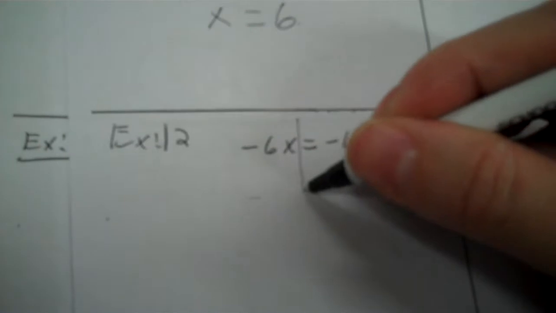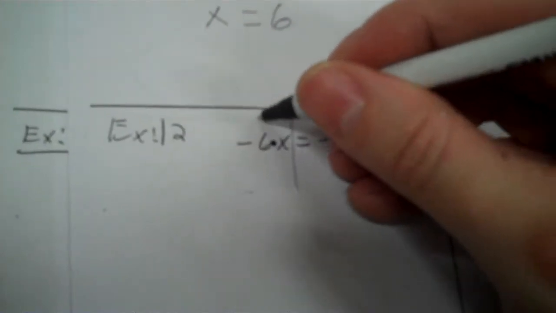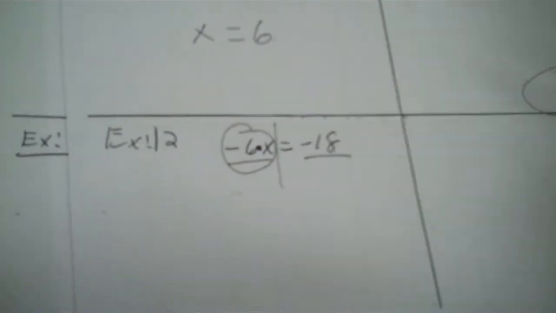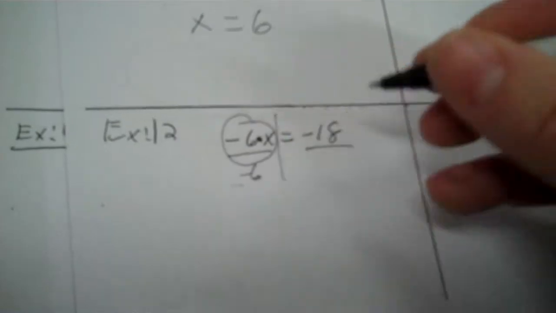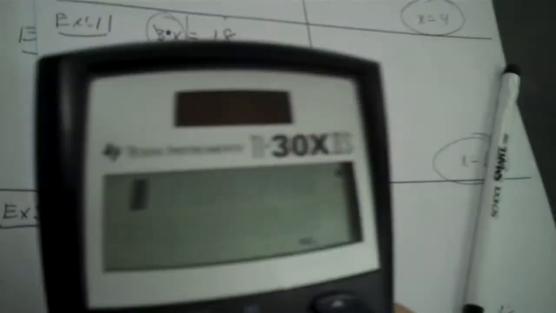Okay, and the last one, negative 6x equals negative 18. So x is multiplied by negative 6. So I underline both sides and divide, so I have negative 6, negative 6. Then negative 18 divided by negative 6 gives me 3. Okay, pause the video, do the 8 problems, and then come back.